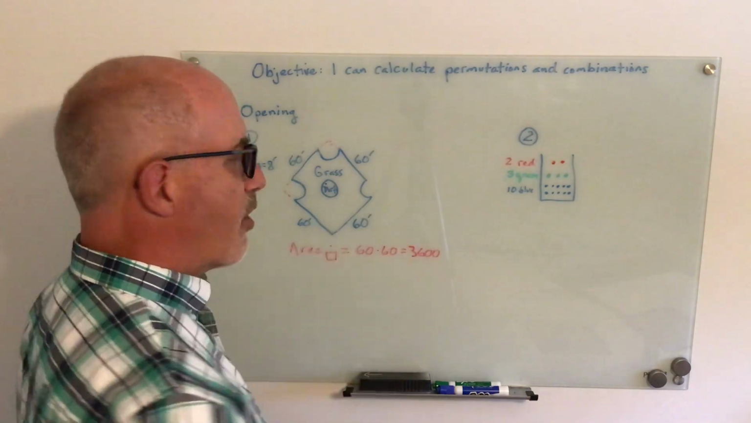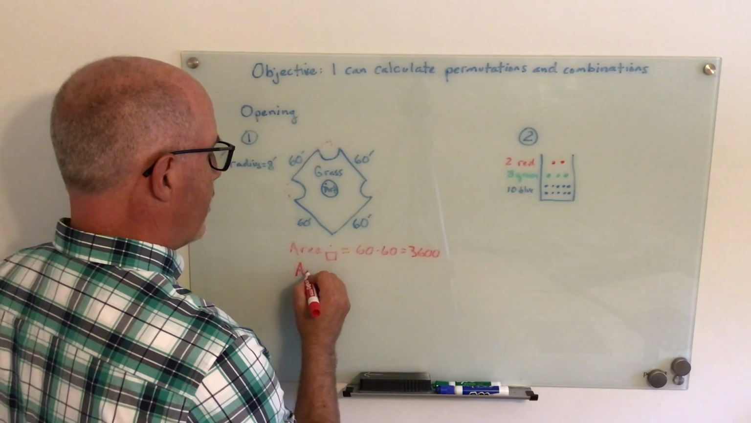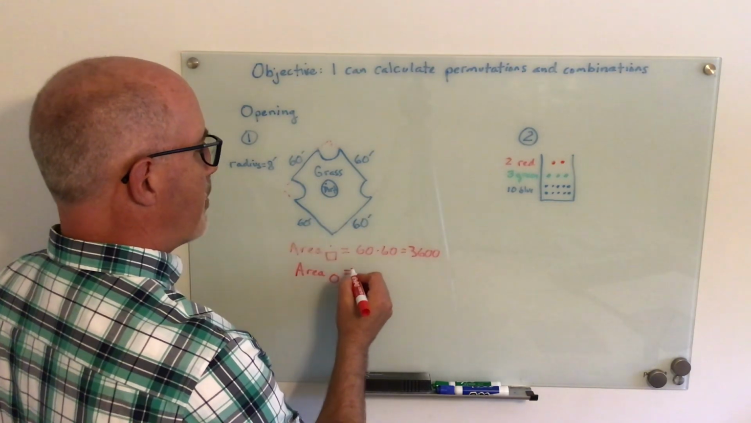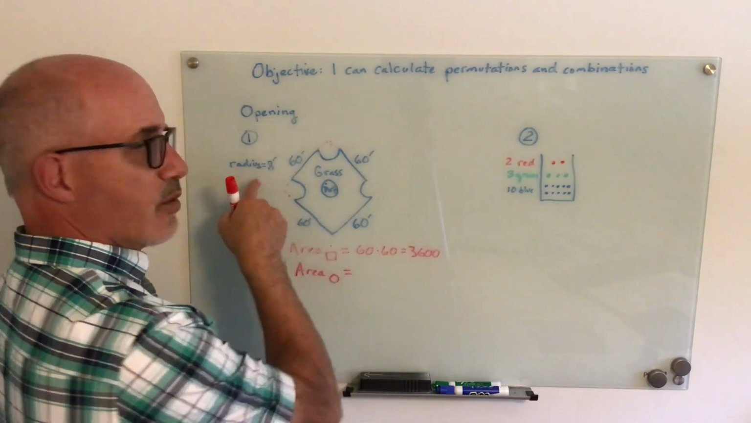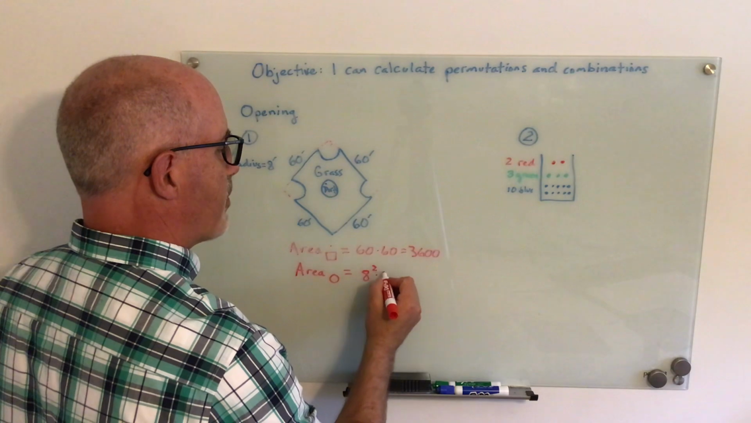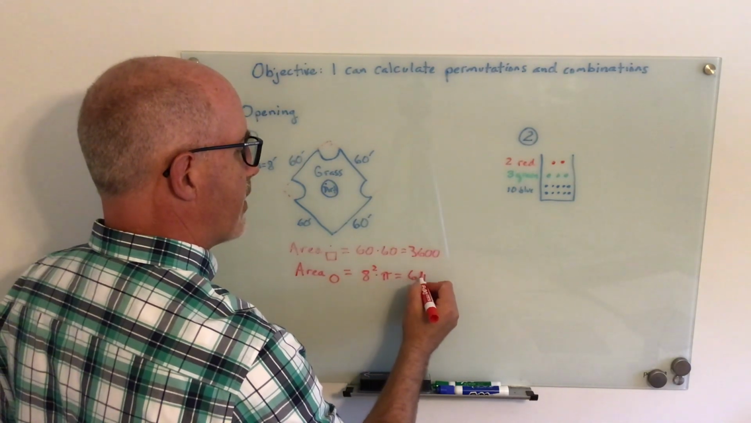Now let's do the area of the circles. Now I'm going to do one circle. So area of one of the circles is going to be, you're going to take the radius, which is 8 feet, and you're going to do 8 squared times pi, r squared. That gives you 64 pi.